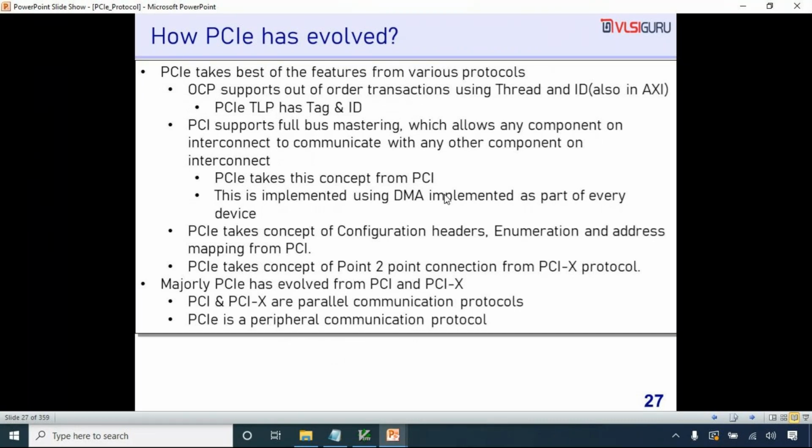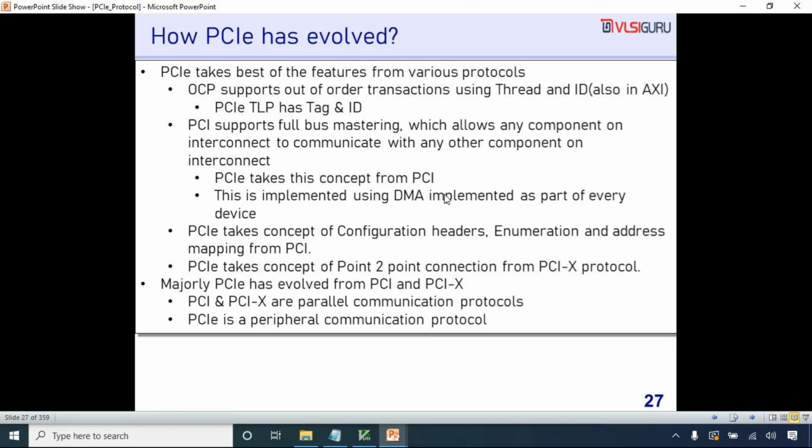Yeah. So basically, just to summarize, PCI Express takes the best of the features from different protocols. OCP, the Open Core Protocol, supports out of order transactions using a concept called thread ID. Some of you who are familiar with OCP will come across a term called thread ID.